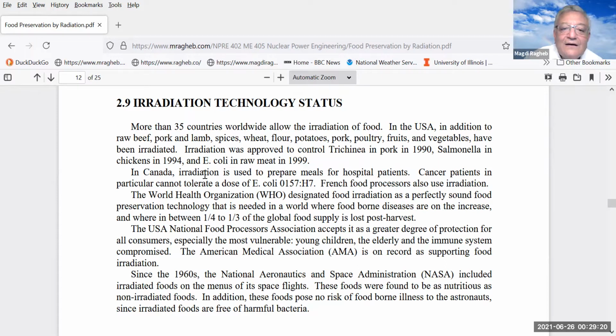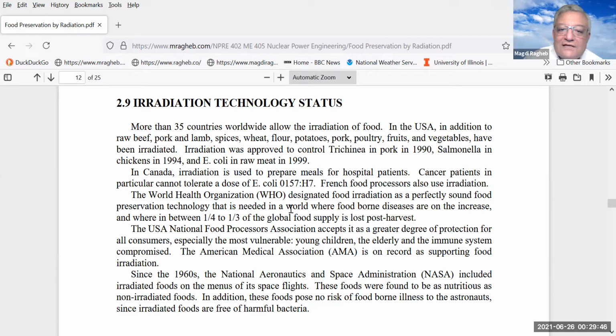In Canada, irradiation is used to prepare meals for hospital patients. So that protects them really from dying, not from the cause of their admission to the hospital, but also from a disease that would be brought to them in the food they eat. Cancer patients in particular cannot tolerate a dose of E. coli. That would kill them immediately. French food processors also use irradiation.